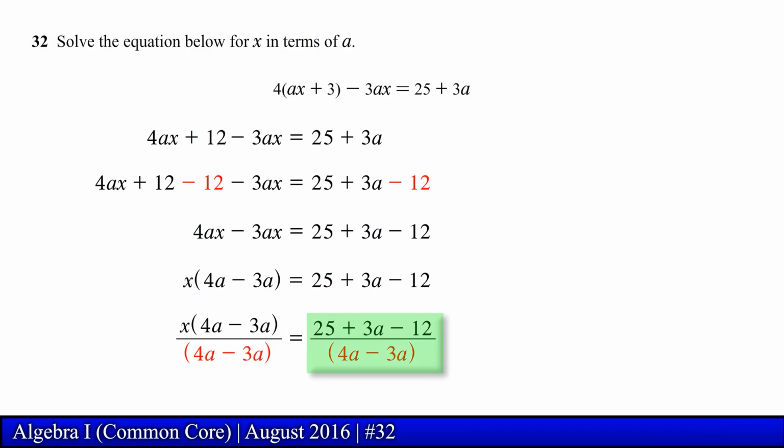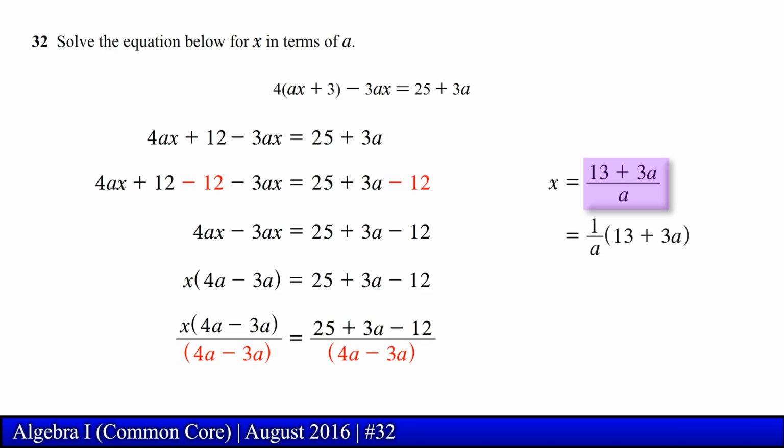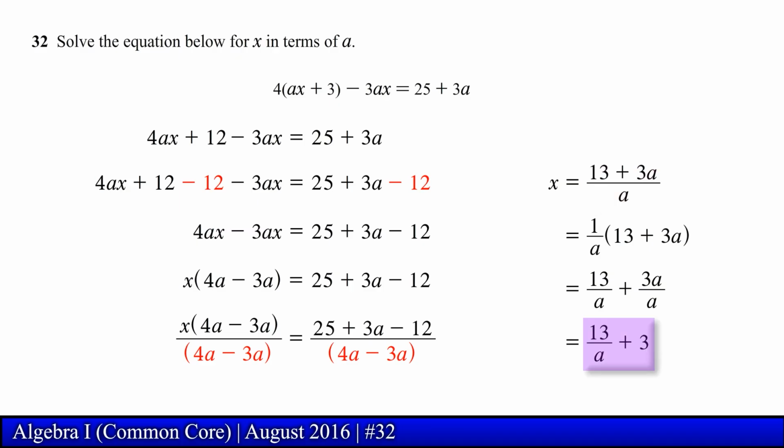The last step is to simplify the numerator and denominator by collecting like terms. Doing that, we obtain the quantity 13 plus 3a over a. We can also rewrite this expression by distributing a to each of the terms in the numerator. Doing that, we obtain an alternative form of the answer. In this case, 13 over a plus 3. Either expression is an acceptable answer. So this is our final answer.